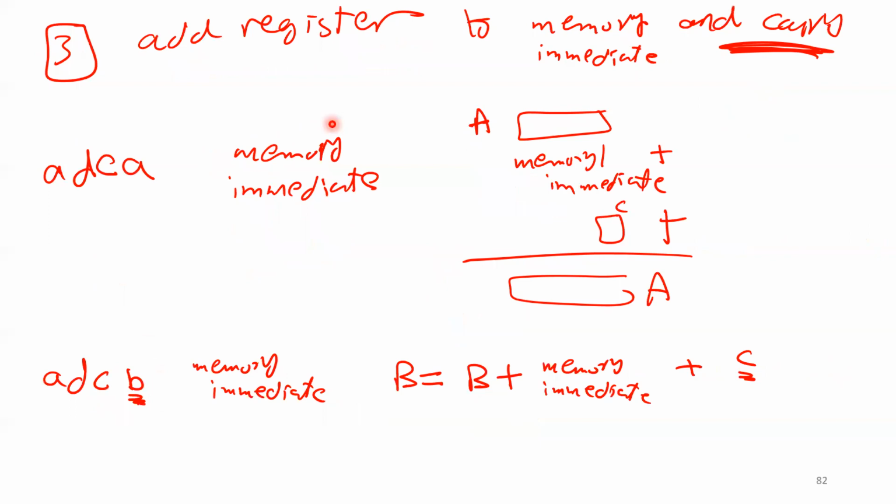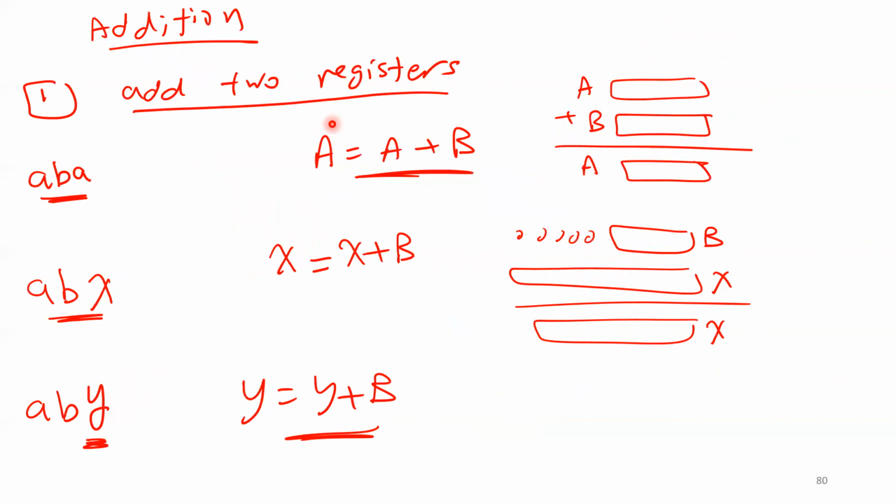So let me summarize them before I give you examples. All the addition instructions we have, number 1, we have 3 instructions to add register to register. Okay, A plus B, and then store the result in A. X plus B, store the result in X. Y plus B, store the result in Y. Okay, that's all what we have if you want to add register to register.